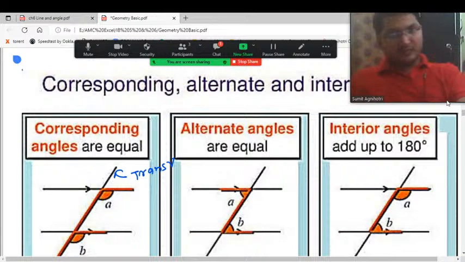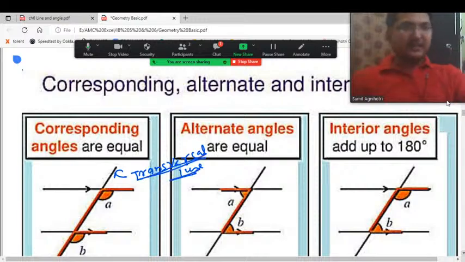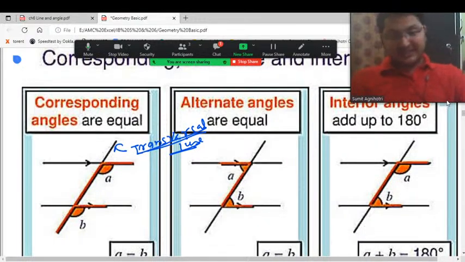Transversal line. When two parallel lines are intersected by a third line, we call that third line a transversal. What will you call that third line? A transversal line. And here, these two parallel lines are going to make some angles.